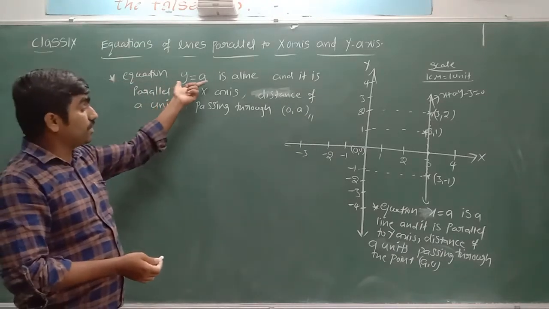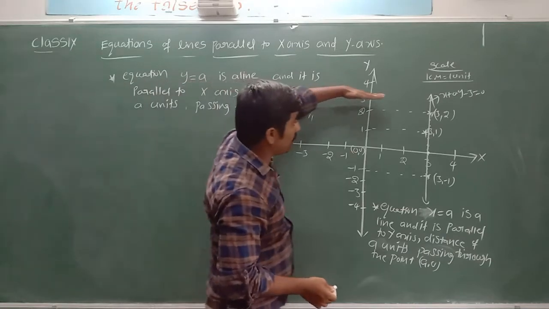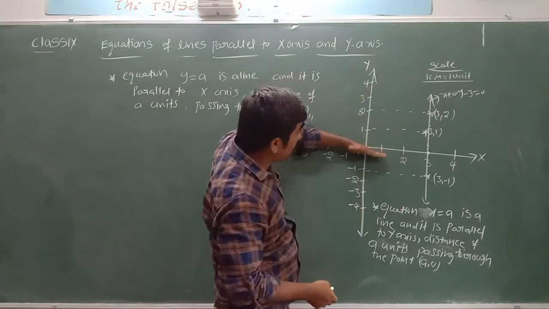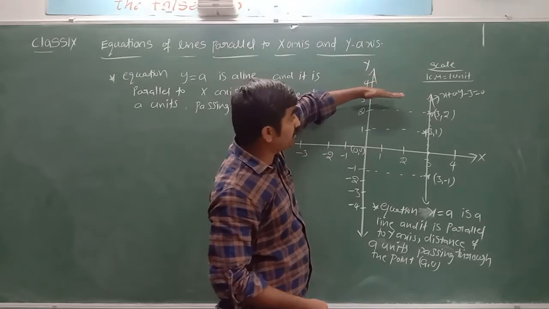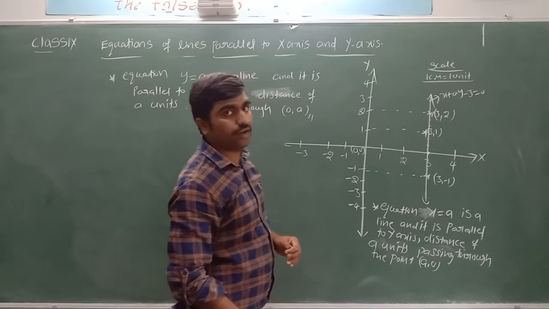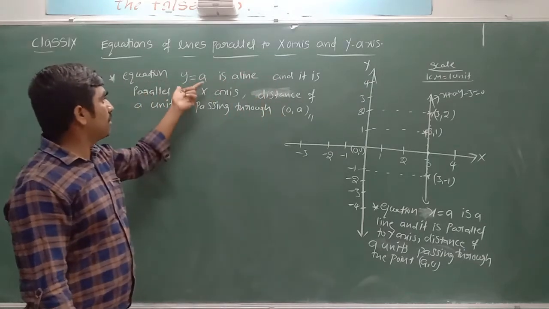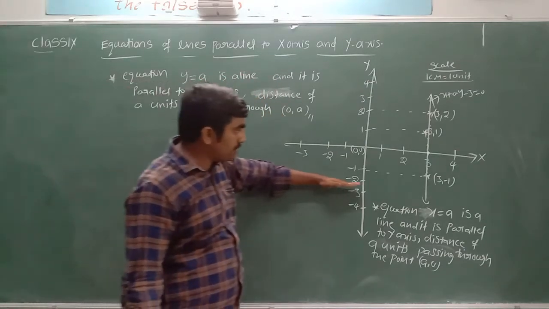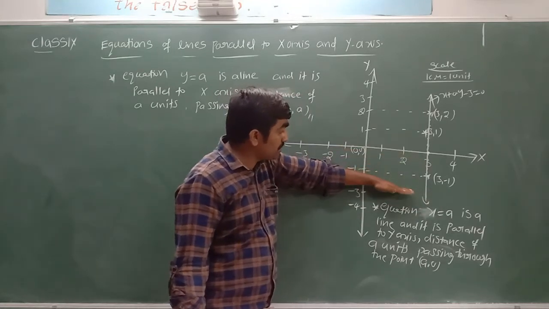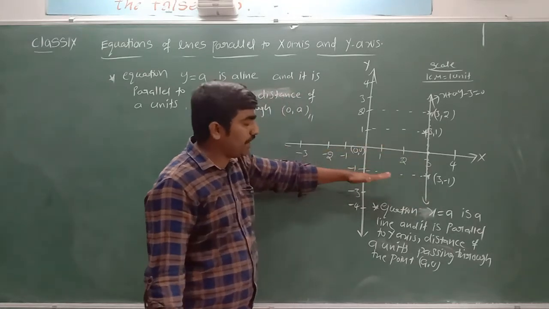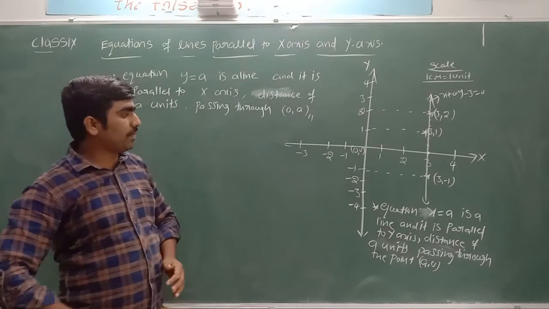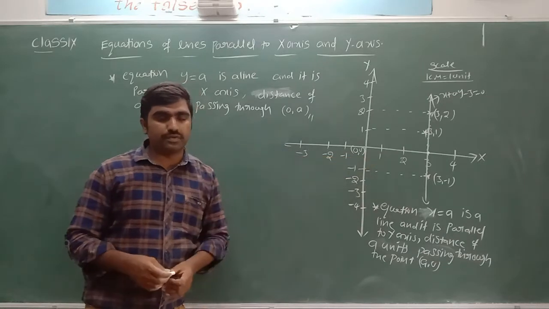Means y is equal to 3. If I draw y is equal to 3, it is parallel to the x axis, it is 3 units away from the x axis, and it is passing through the point 0 comma 3. Suppose I take y is equal to -2: it is a line parallel to the x axis, 2 units away from the x axis, passing through the point 0 comma -2.